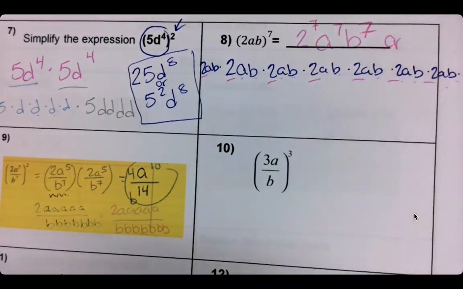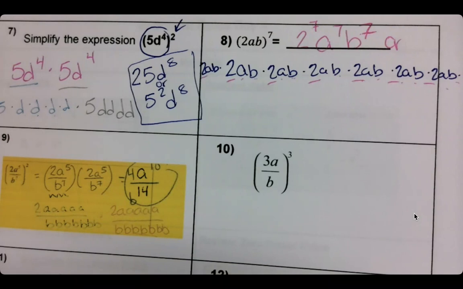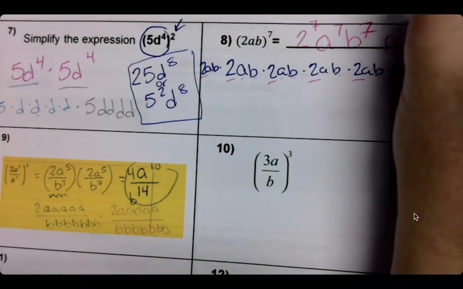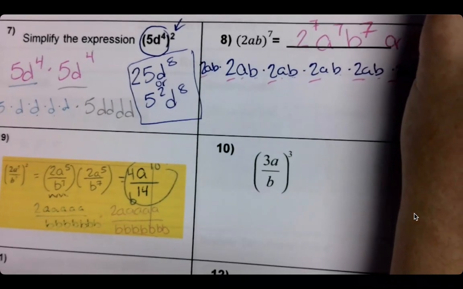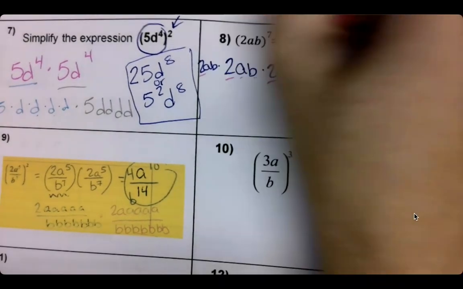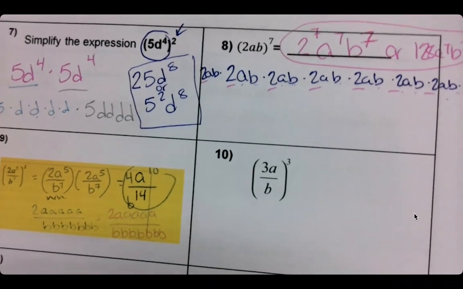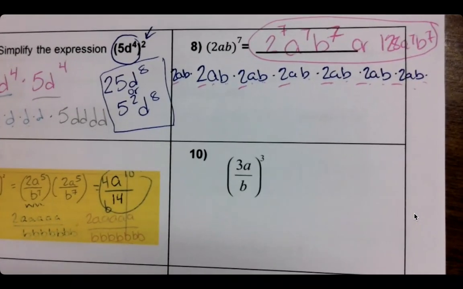Or you could actually tell me 2 times 2 is 4, times 2 is 8, times 2 is 16, times 2 is 32, times 2 is 64, times 2 is 128. So I would take either one of those. They're saying the same exact thing. Okay? So now, if you look underneath that, on number 9, it's the same thing that we just did.